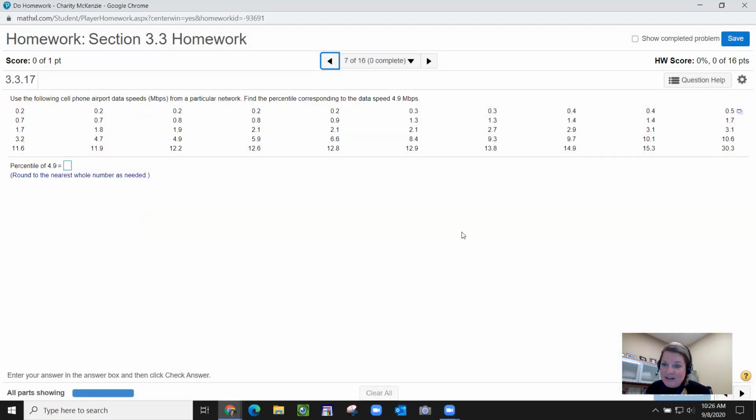What percentile is 1.4? So we have all this data, and we want to know the percentile of 4.9, not 1.4, whatever. 4.9, I don't know where 1.4 came from. Here is that data value. So what I would do is open this up in StatCrunch.